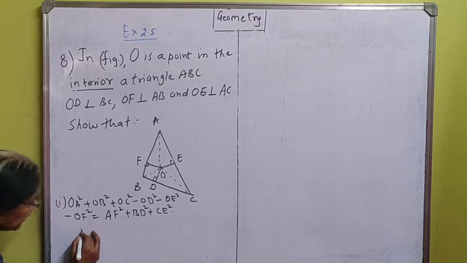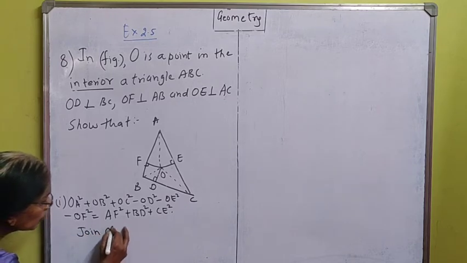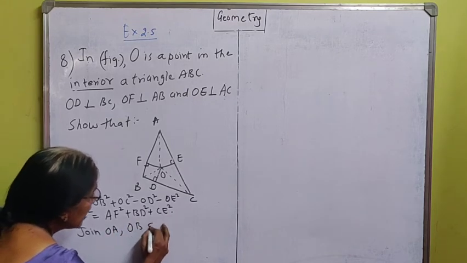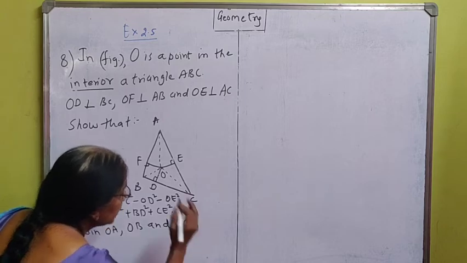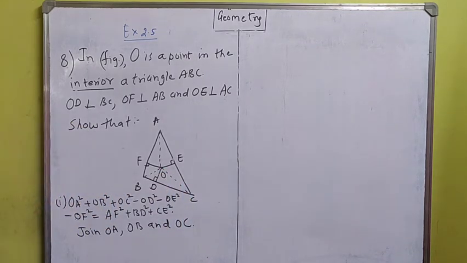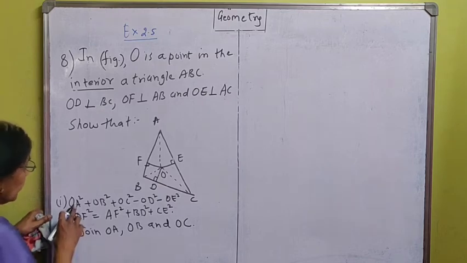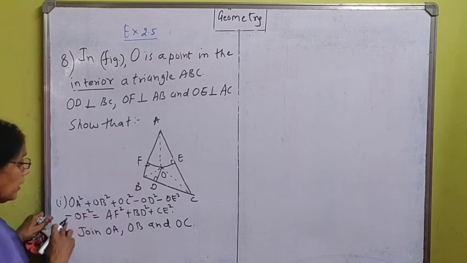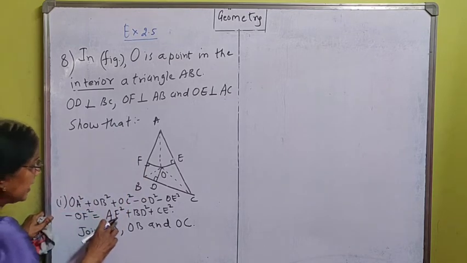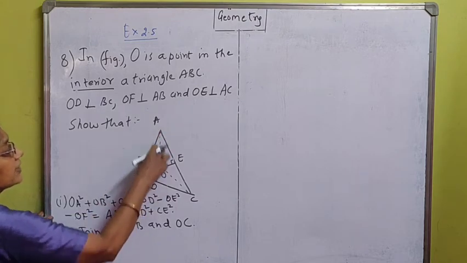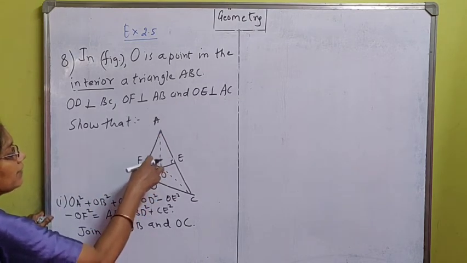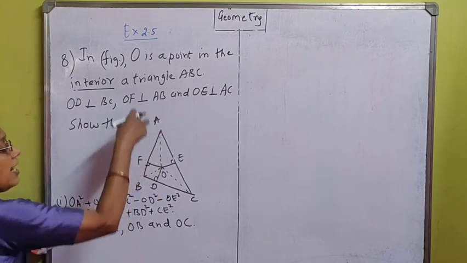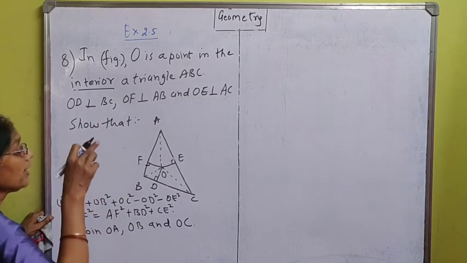So first we have to write it down: join OA, OB and OC. Without this joining we are not able to prove. Now what does he ask us to prove? OA square, and AF square. OA and AF are the sides of a triangle, so we have to take triangle OAF. In that, angle OFA is a right angle, so we can use the Pythagoras theorem.